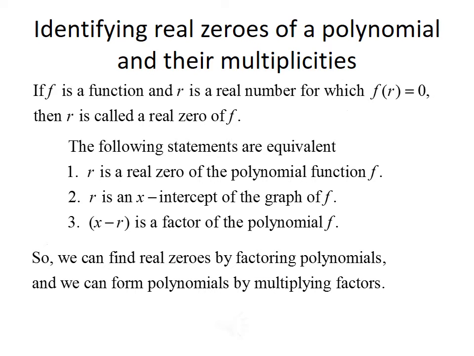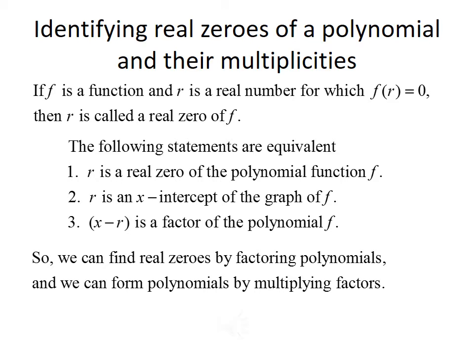Alright, the next thing we want to talk about is identifying real zeros of a polynomial and their multiplicities. So, if f is a function, and r is a real number for which f of r is equal to 0, so when we plug r into the function we get a value of 0, then r is called a zero of f. So the following statements are going to be the same. They're going to be equivalent. First, r is a real zero of the polynomial function f. Second, r is an x-intercept of the graph of f. And third, x minus r is a factor of the polynomial f. So all three of these statements mean the same thing.